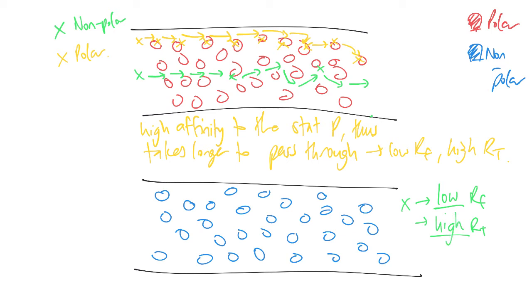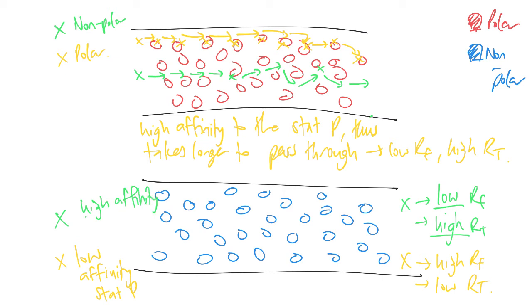But the polar molecule is going to have low affinity to the non-polar stationary phase, and so therefore it's going to have a high RF and a low RT. Okay, so the yellow one has a low affinity to stationary phase and high affinity to the mobile phase. Right, and the green one has a high affinity to stat phase.